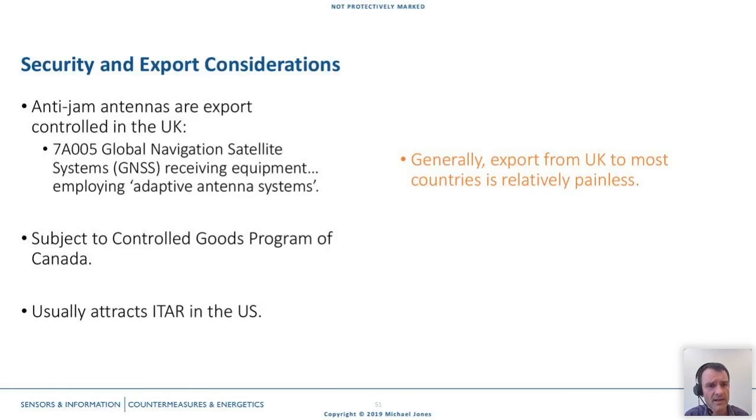If you get one from Canada, they're subject to the Controlled Goods Program of Canada. And if you try to get one from the US, you'll likely have lots of problems because they attract ITAR and nasty things like that. So in the UK, they're nice and easy to get hold of. From the US, they're less easy to get hold of. So that's it. We've covered quite a lot again in a very short period of time. So I hope there was something in that for everyone.